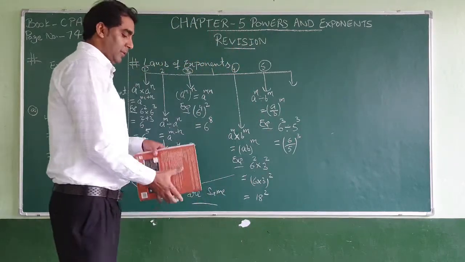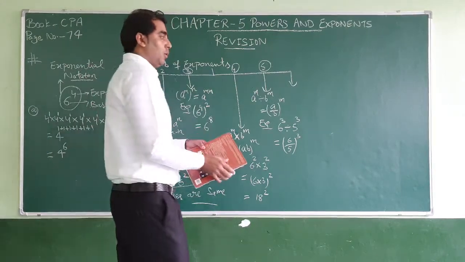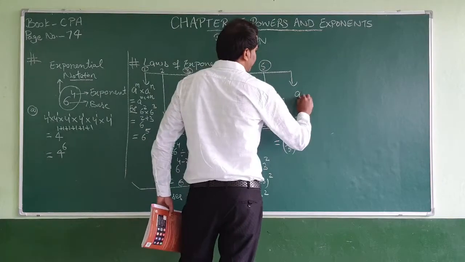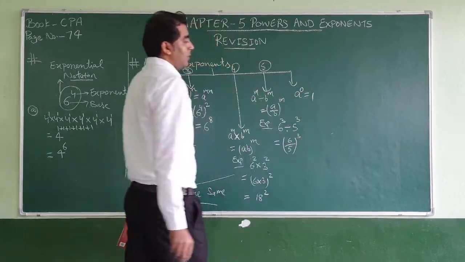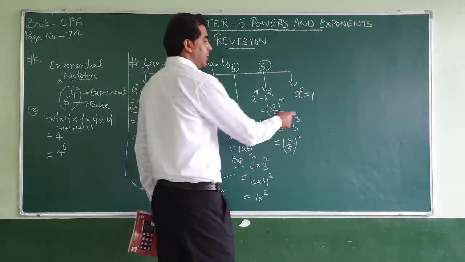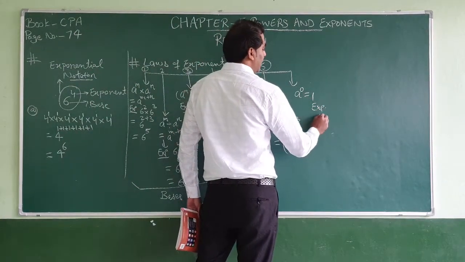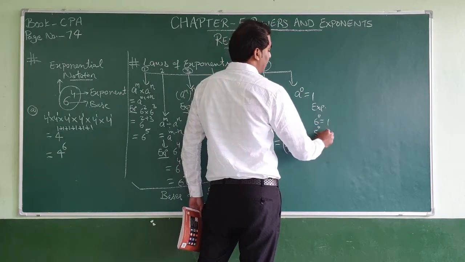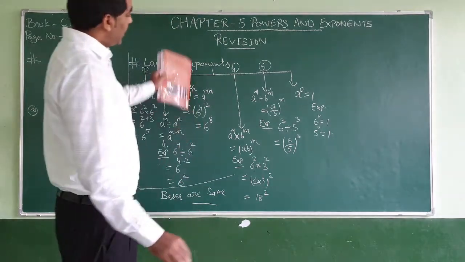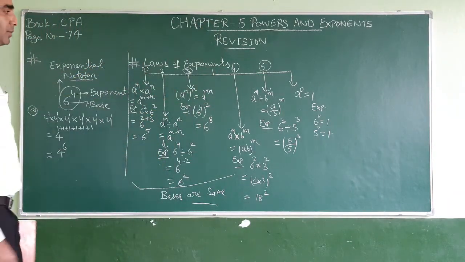So the last one is a number with exponent 0. Any number whose exponent is 0 is 1. Means 6 power 0 is 1, 5 power 0 is 1, anything else too. Okay children, this is the backbone of this chapter, powers and exponents.